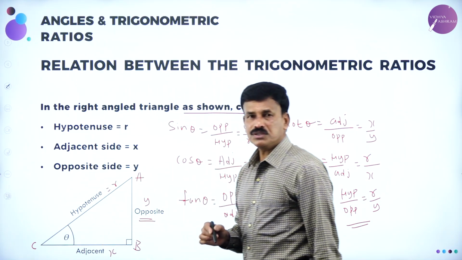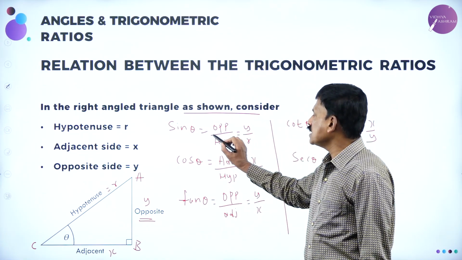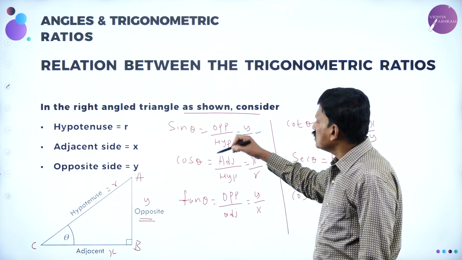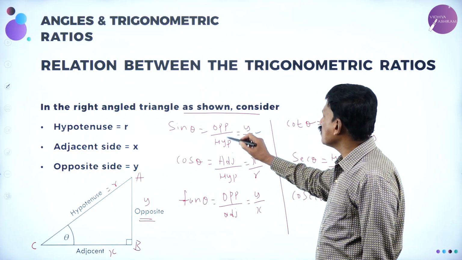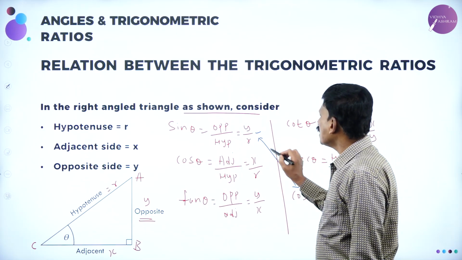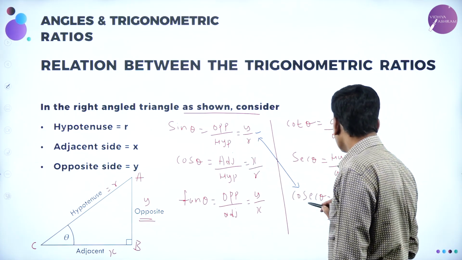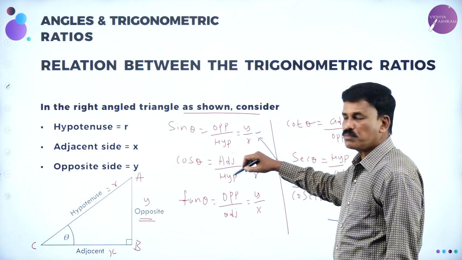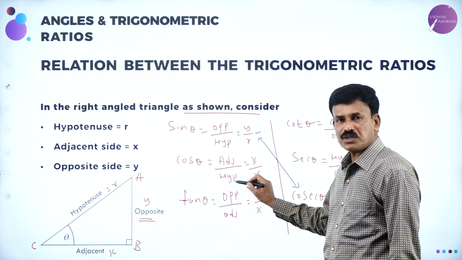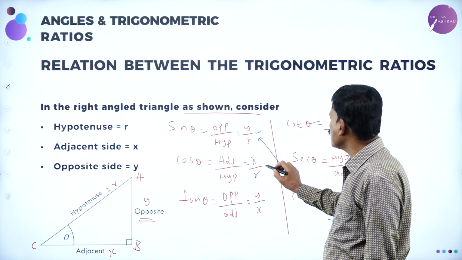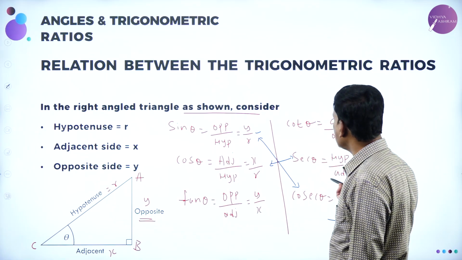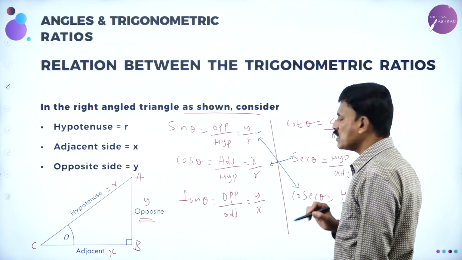Okay. If you know sin theta and cos theta, sin theta is equal to opposite by hypotenuse. If you reciprocate this, 1 by sin theta is nothing but hypotenuse by opposite, which is cosecant theta. So the reciprocal of sin theta is cosecant theta. Similarly, if you reciprocate cos theta, adjacent by hypotenuse, the reciprocal of cos theta is secant theta. 1 by cos theta is secant theta, which can be written as hypotenuse by adjacent side.